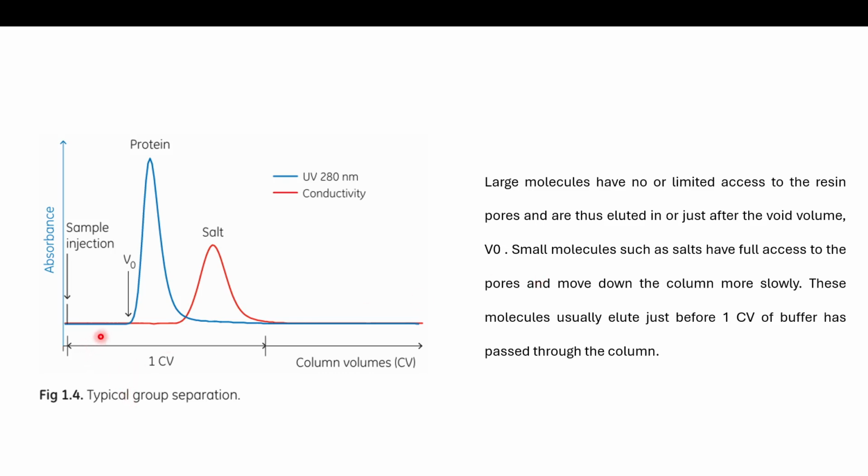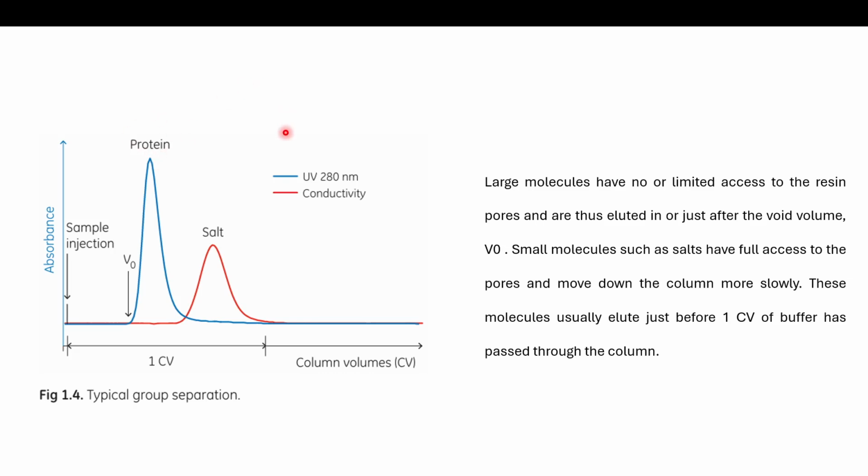So here, this is your protein of interest that will elute out first, and then the salts will elute out later. Large molecules have no or limited access to the resin pores and are thus eluted in or just after the void volume. Just to explain, the matrix, the resin, is packed. Void volume is the volume outside the matrix. Whatever spaces are there outside the pores, that is the void volume through which your larger molecules can pass, because they cannot enter the pores.